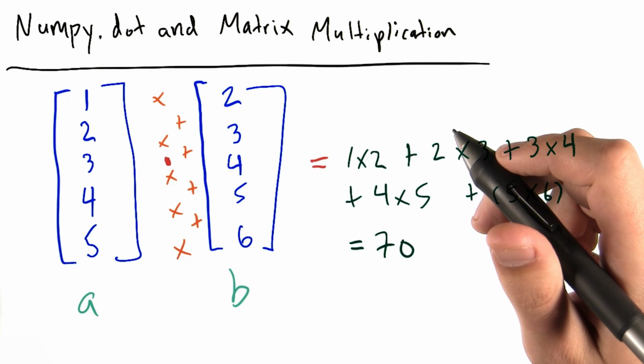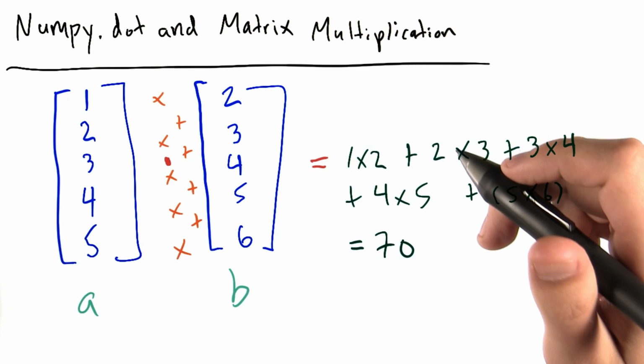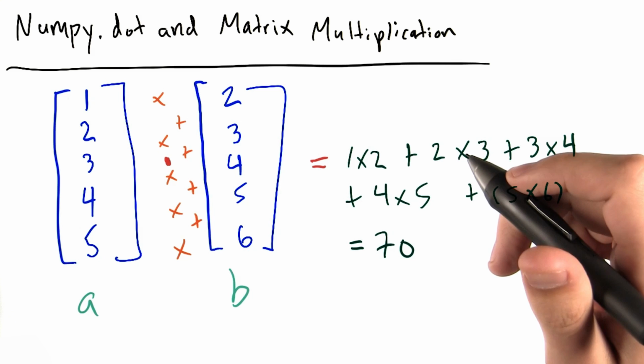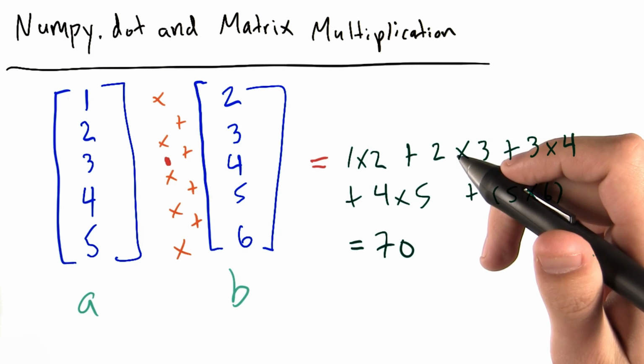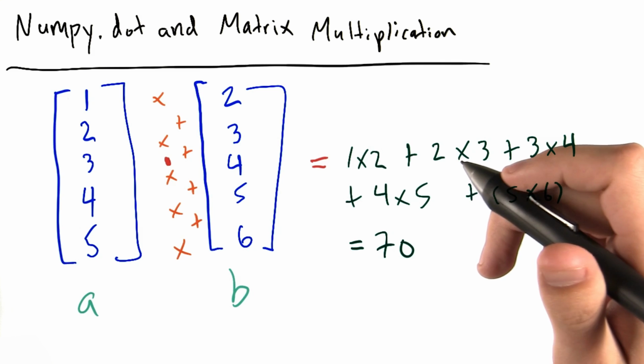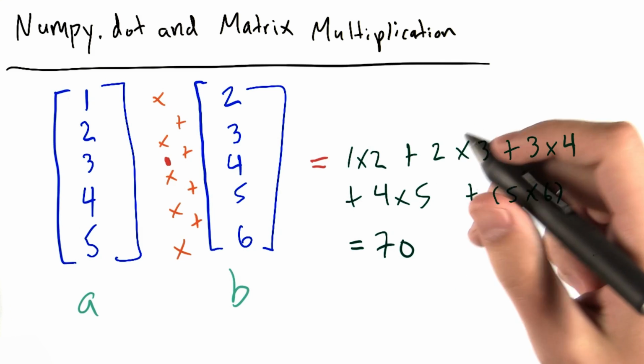I'd like to discuss one more neat trick that NumPy will allow us to do very easily. NumPy has a numpy.dot function that will allow us to easily take the dot product between two vectors. Let's walk through what it means to take the dot product first.